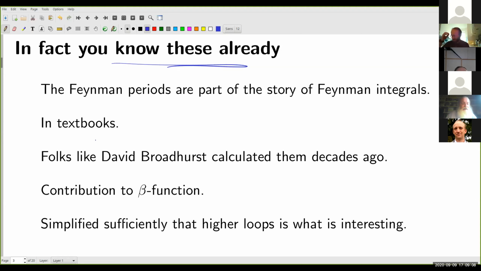And lots of people have been computing these. I would particularly note David Broadhurst, who's, I think, still here in the audience, calculated quite a few of them in the 90s in particular. Because it's just this residue, it's in your contribution to your beta function. But of course, these are quite simplified. All the physical parameters are gone, and so higher legs are not going to be interesting. More masses is not going to be interesting. And so higher loops is what is interesting. So this is a loops game.